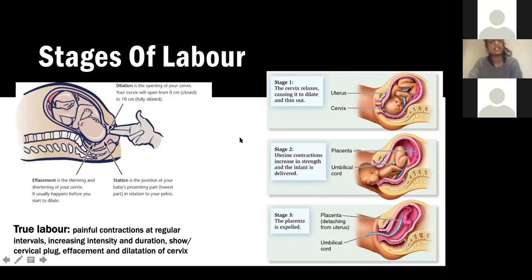So station, as you guys said, is in relation to the ischial spine. That's something that you can feel on a vaginal examination. And just quickly going through true labor as opposed to Braxton Hicks contractions. True labor is painful contractions that happen at regular intervals. That's how you define true labor. And it increases in intensity and duration. Sometimes you have a show or a cervical plug that passes, and then you have effacement and dilatation of the cervix, along with these painful regular contractions, as opposed to Braxton Hicks, which might be irregular and might not be as painful as true labor contractions.